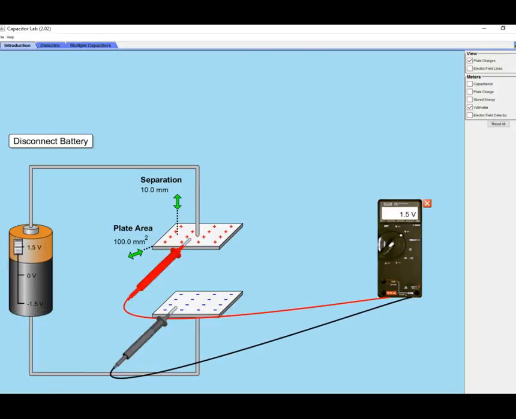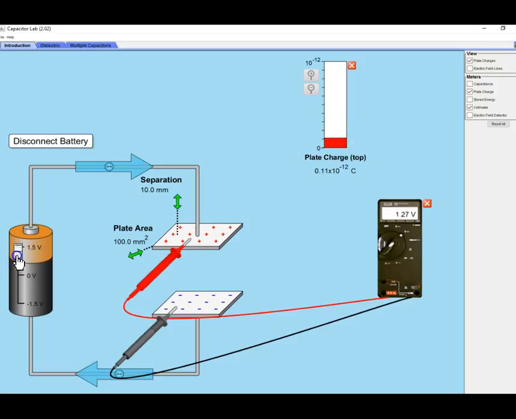All right, at this point I want to develop the definition of capacitance. So what I'm going to do here is pull out a meter for the amount of charge that is shown on the top plate, set at 0.13 times 10 to the power negative 12 coulombs. And I'm going to change the voltage here, and you're going to see that the plate charge is going to change. So as I lower the voltage, the plate charge lowers.